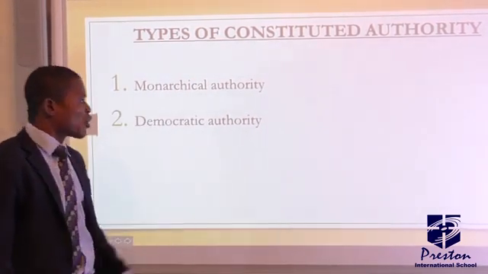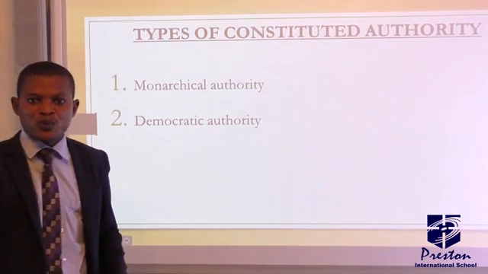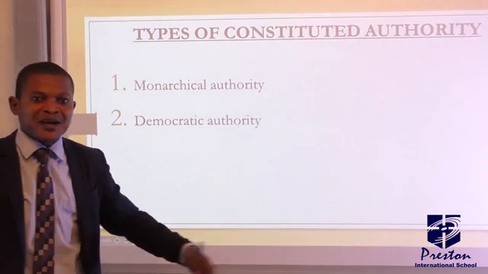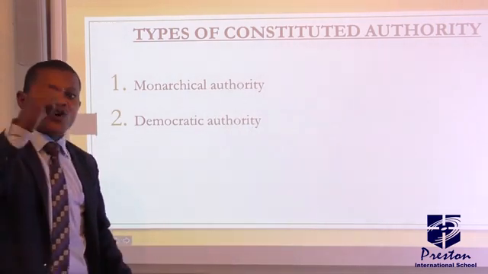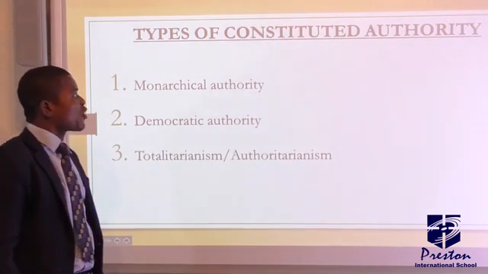Number two is democratic authority. This is government of the people, by the people, and for the people. That's what we are talking of. The leadership that is exercised by everybody. Remember we said government of the people, by the people, and for the people. That is the second type of constituted authority.